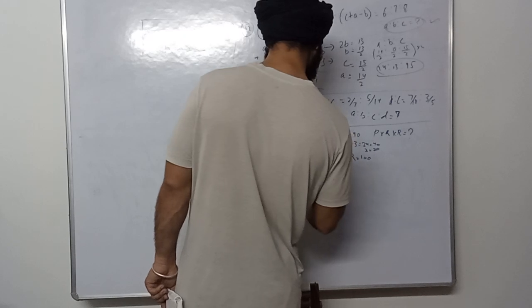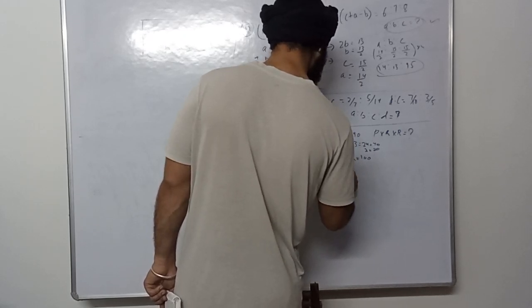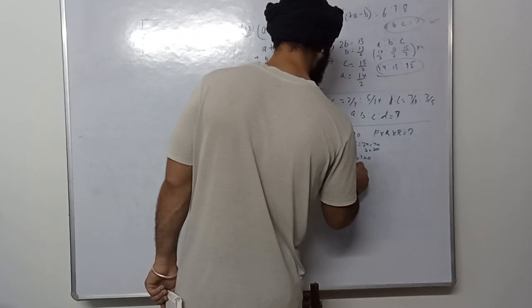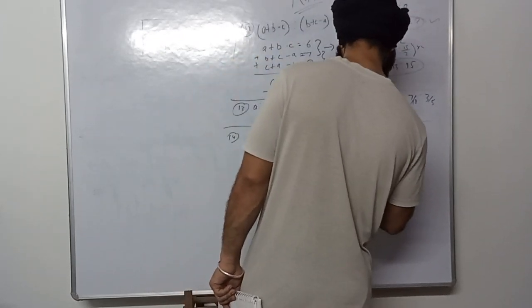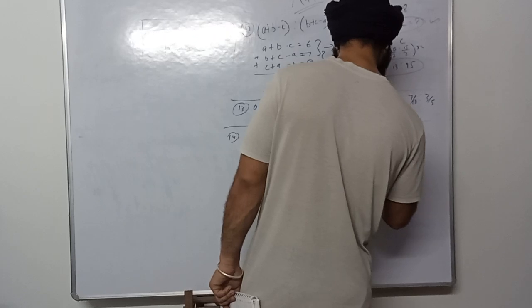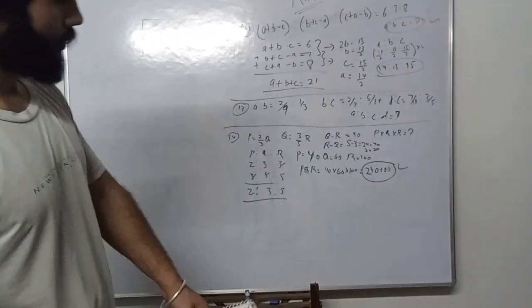And the product P, Q, R will be 40 into 60 into 100. So 6 times 4 is 24, and 4 zeros. This is the value, 240,000.